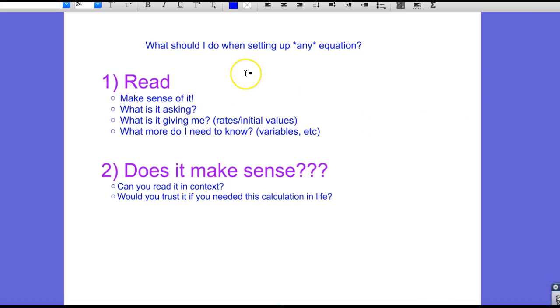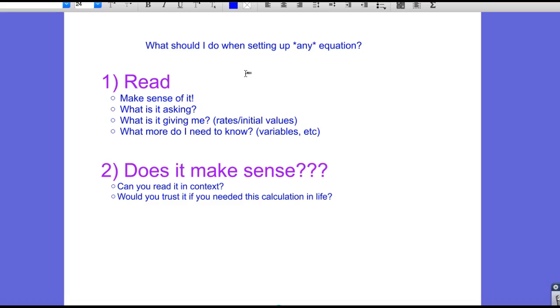What should I do when I set up any equation? Well, the first thing you should do, obviously, is read. What's the situation? You need to make sense of it. So you ask yourself things like, what is it asking me? What is it giving me? Are there any rates or initial values or anything like that? What more do I need to know? Are there variables that I don't know? What's going to be my final answer?